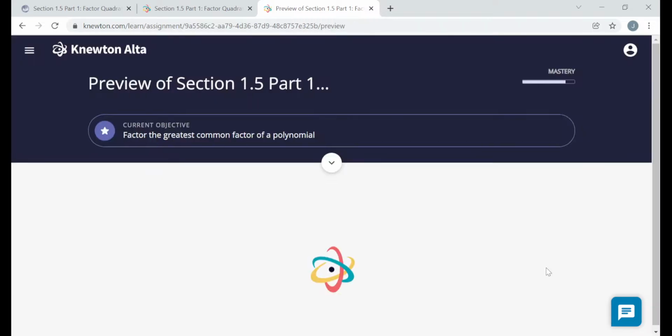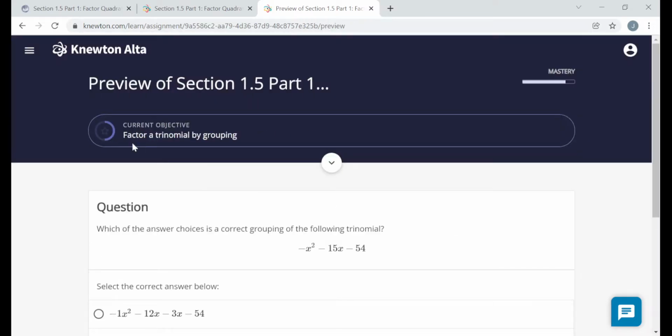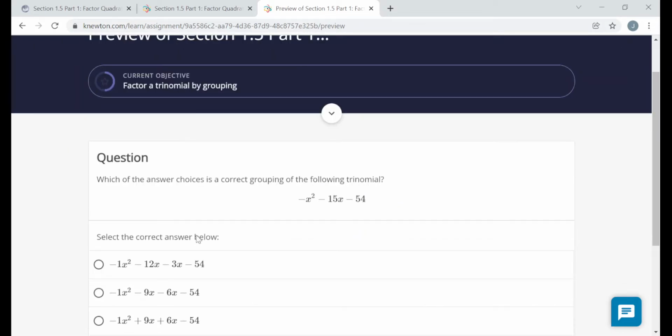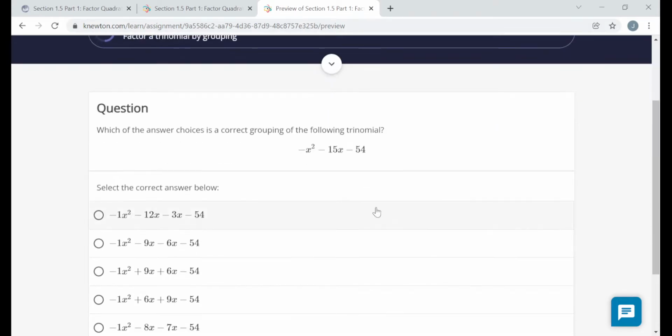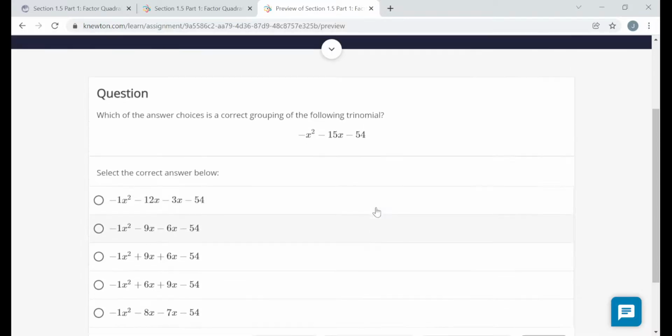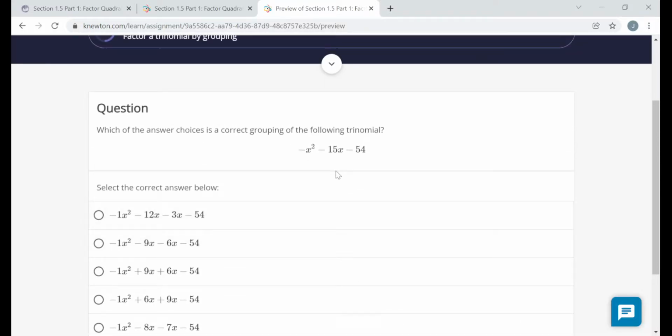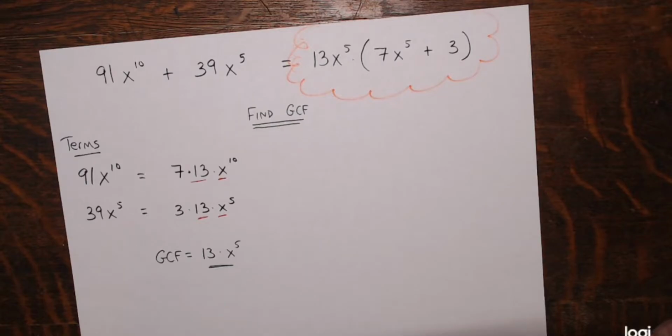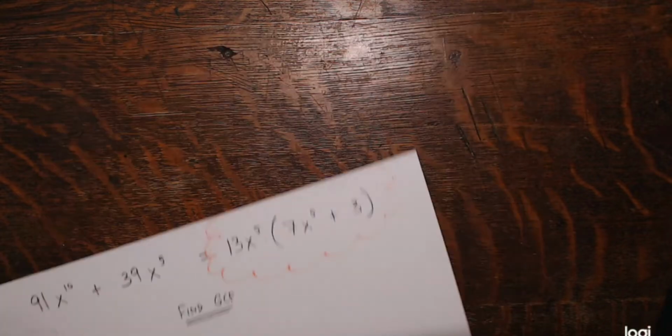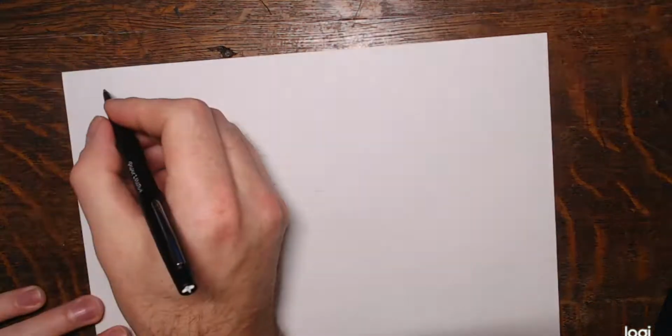And then I should have just the one objective left. Alright, there were 3 objectives. Factor a trinomial by grouping. So here, which of the following answer choices? So again, I'm going to do that factoring by grouping method. This one I'll write out, because I've only written out one problem here. So let's go back to paper.